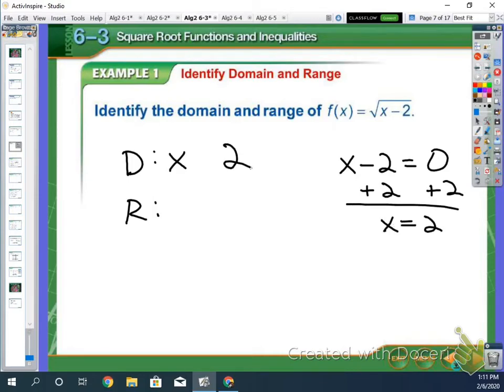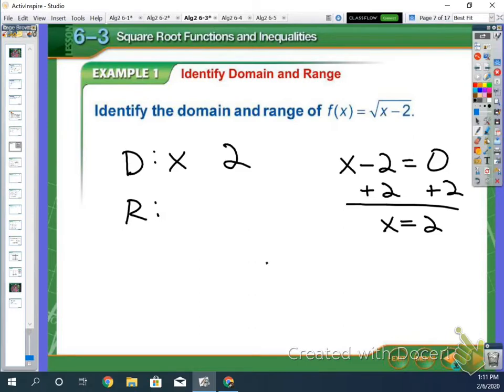Okay. And then you just have to figure out what's the symbol in the middle, which is maybe just a little bit of critical thinking on your part. So does x need to be greater than or equal to 2, or would it have to be less than or equal to 2 in this case?